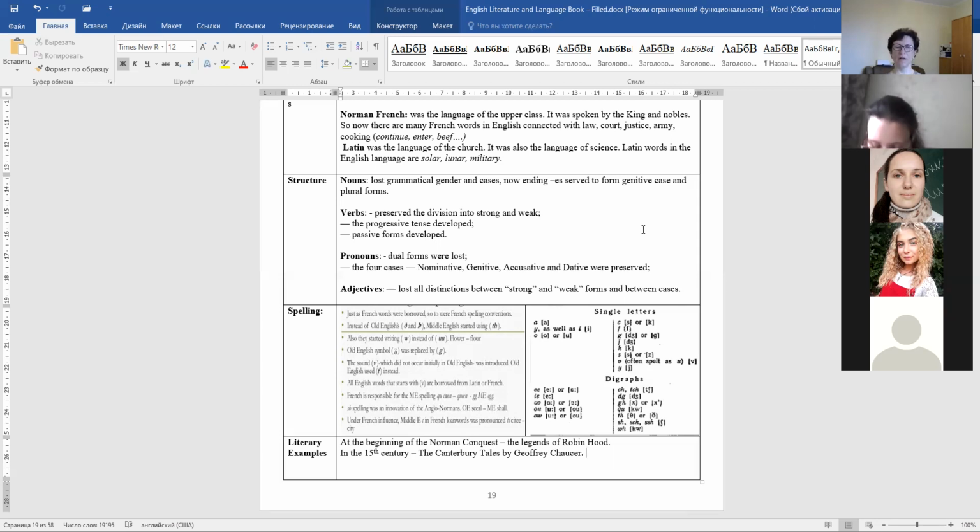Okay, good. Natasha, and what was the main change in spelling during the Middle English time? Just as French words were borrowed, so too were French spelling conventions. Middle English started using them. Also, they started writing W. This symbol G appeared. The sound which did not occur initially in Old English was introduced.